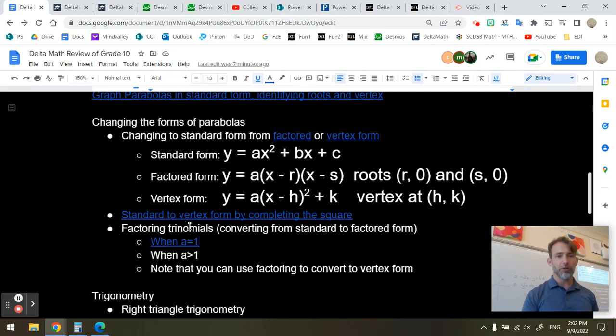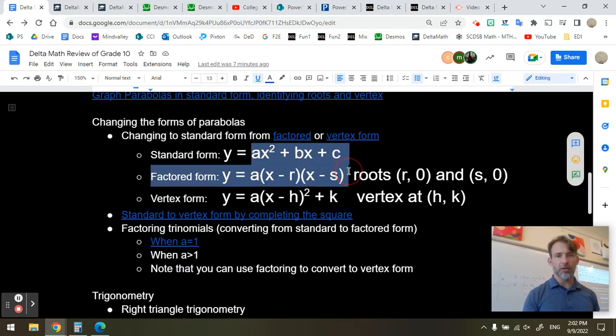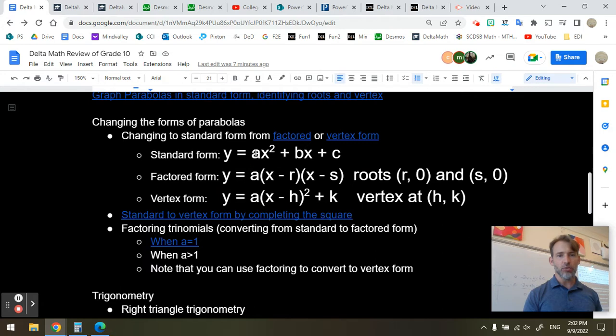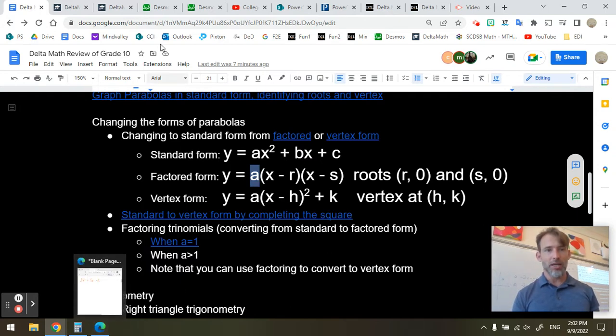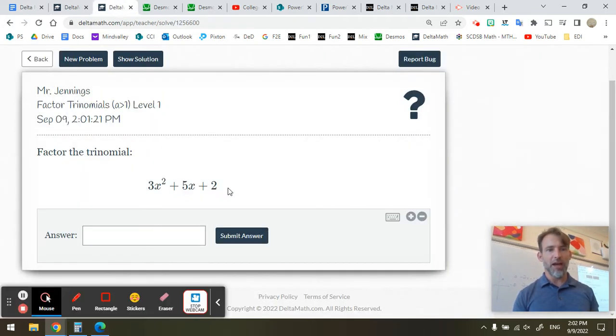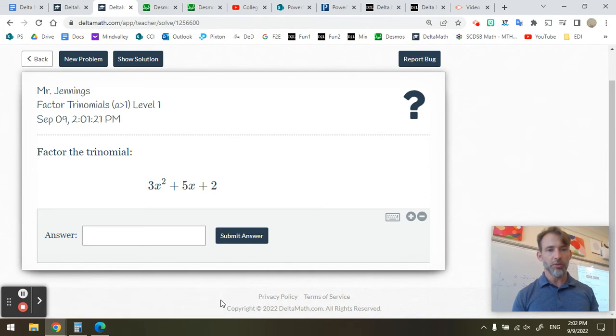We've looked at factoring trinomials to get them from standard form into factored form when a is 1, so when there would not be a number written out there. It's just x minus r times x minus s. And those cases are much simpler than when a is bigger than 1. Let's take a look at this type of problem where we want to factor this type of trinomial, which is quadratic, and what it's going to look like.